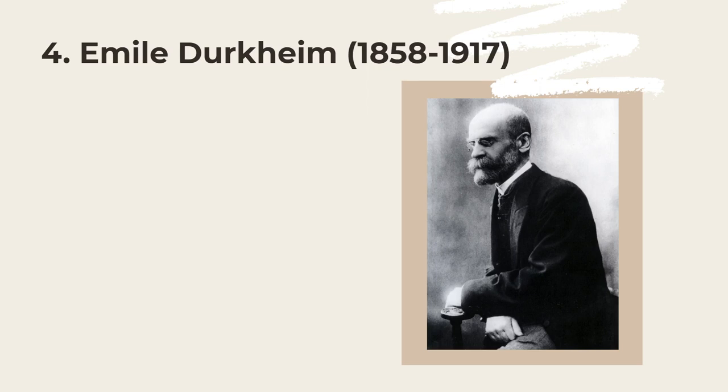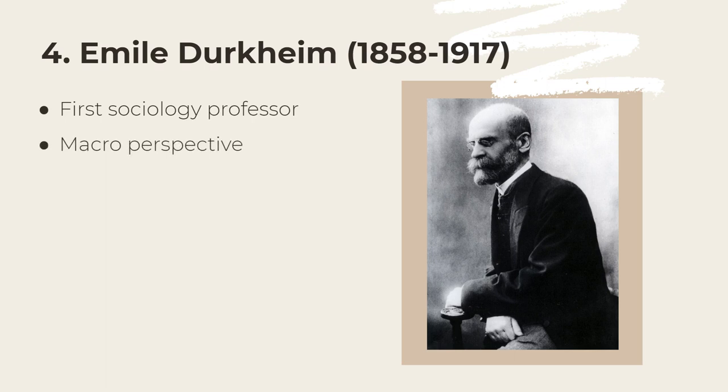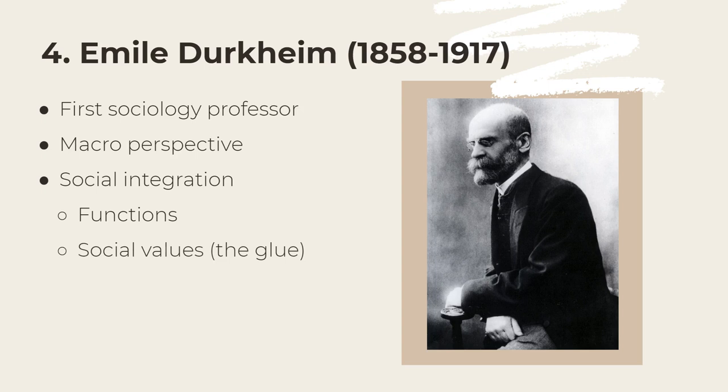Another major early sociologist is Emile Durkheim, a French sociologist, and in fact he was the first sociology professor. Like Karl Marx, he has a macro perspective of our society. In particular, he is known for the idea of social integration. He believes that society is made up of different parts, different institutions, different members, who all have different functions, right? And they are glued together by social values, because they need each other in order to survive.